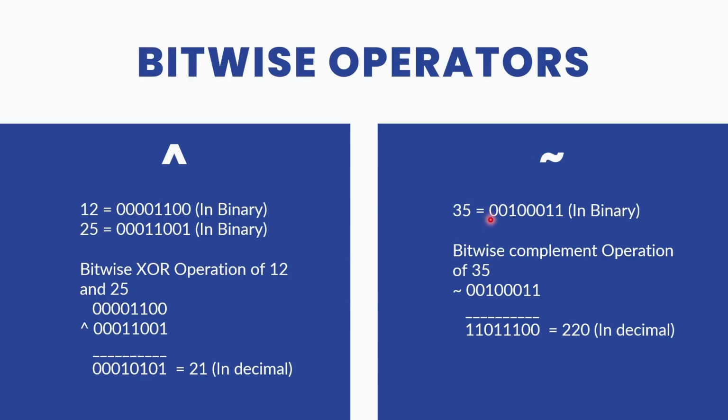Now we take another example, 35. This is the value in binary. Now the bitwise complement of 35 will be: 1 will become 0, 1 will become 0, 0 will become 1, 0 will become 1, and so on, which is equal to 220 in decimal.